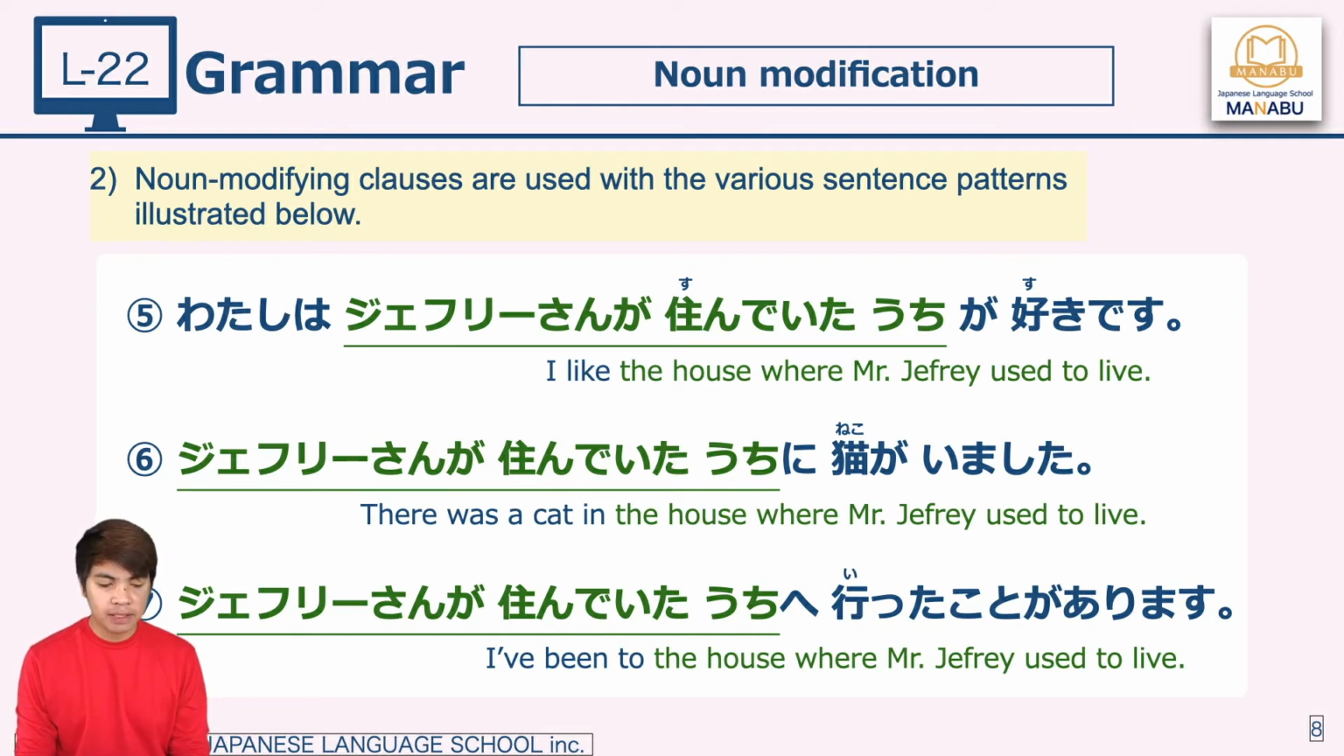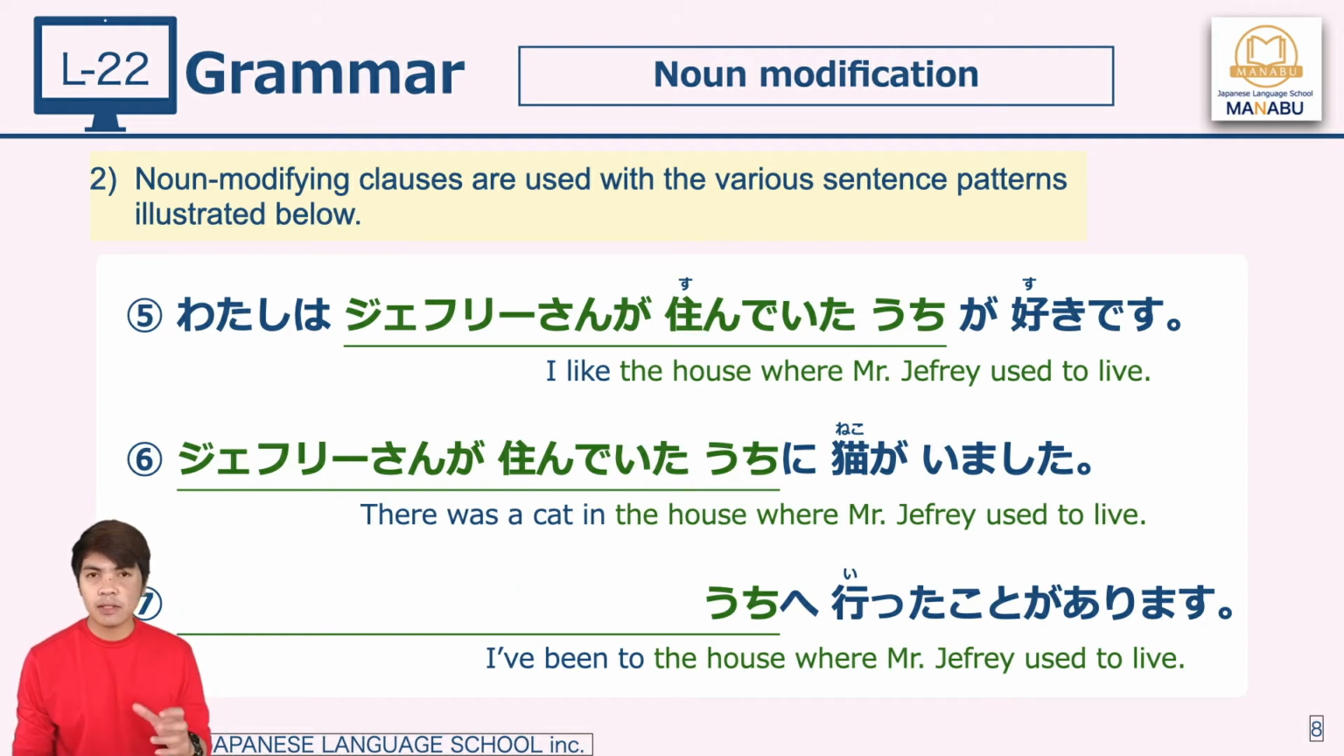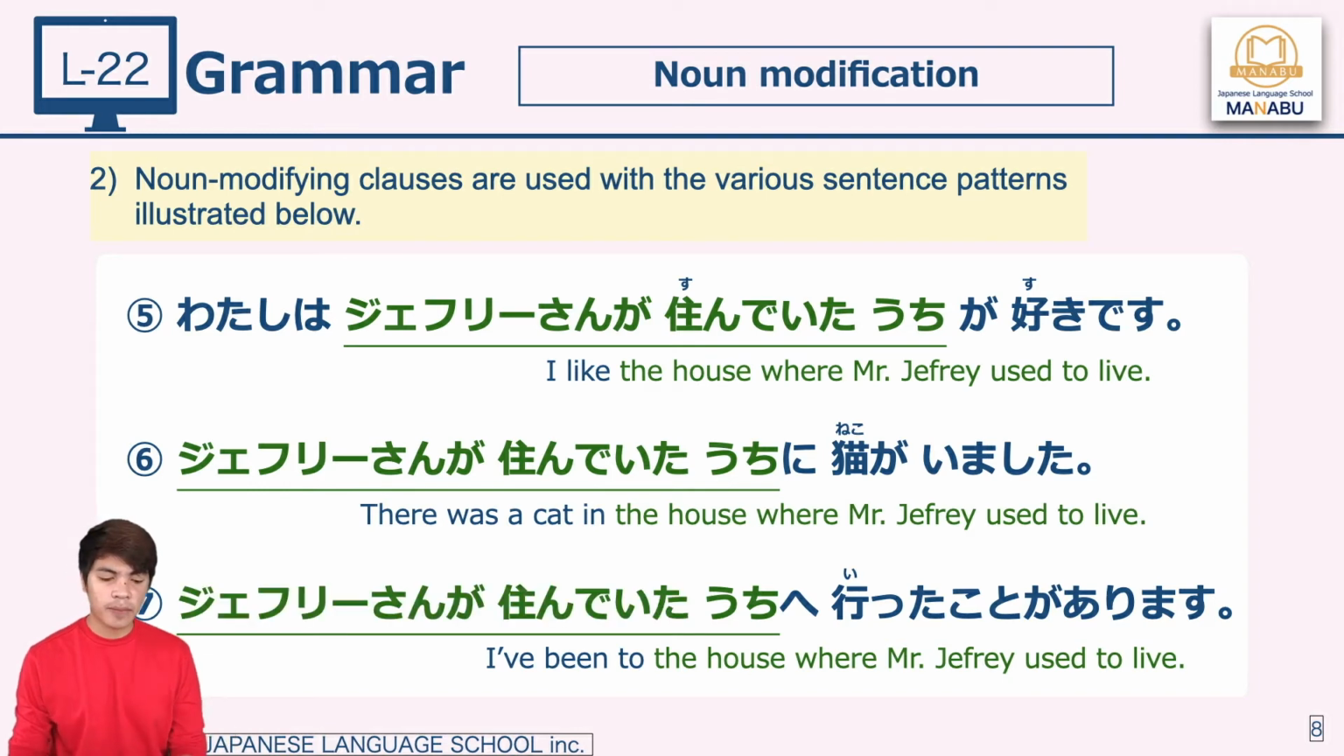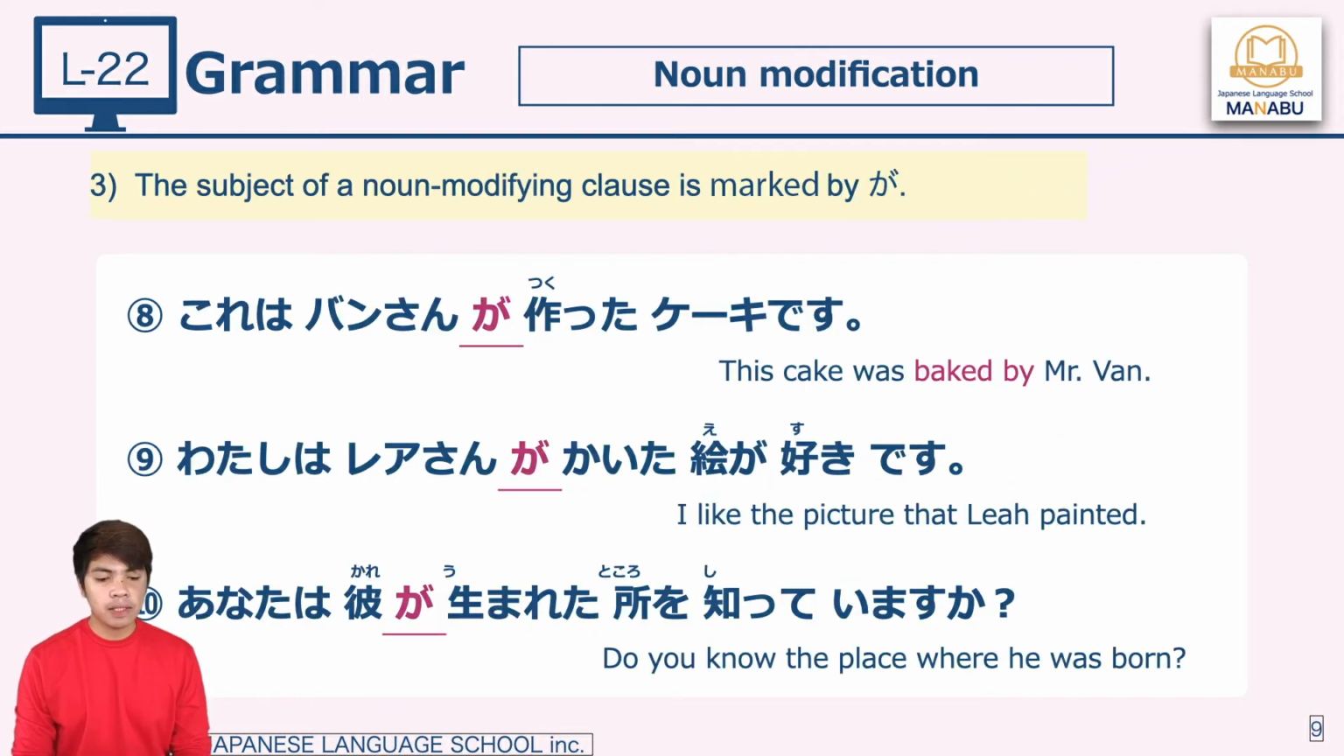Example number 7. Jeffrey san ga sunde ita uchi e itta koto ga arimasu. In our previous lessons, we've learned the place e itta koto ga arimasu, or the verb ta koto ga arimasu, to express someone's experience of doing something. So uchi e itta koto ga arimasu, I've been to the house. What kind of house? Which house? The house that Mr. Jeffrey used to live in. Now the subject of a noun modifying clause is marked by the particle ga.